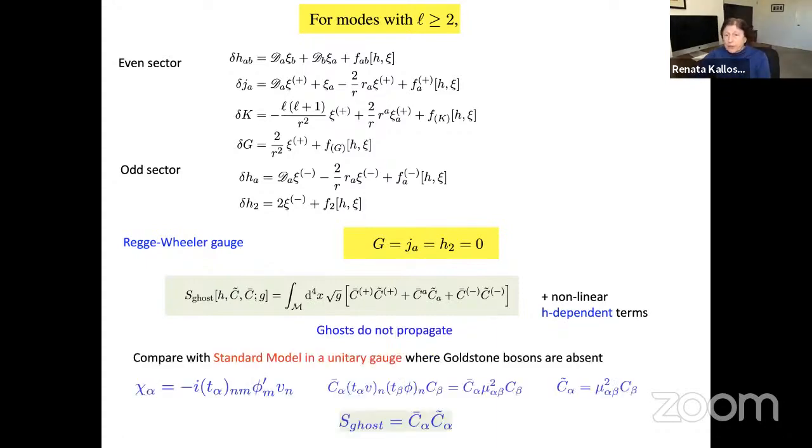And this is a reminder of what the standard model is in unitary gauge. When you say that Goldstone bosons are absent, your gauge fixing condition is here. And then you compute your ghost action, and it is just a product of anti-ghost on ghost, no derivative, no propagation. And therefore, this is a unitary gauge.